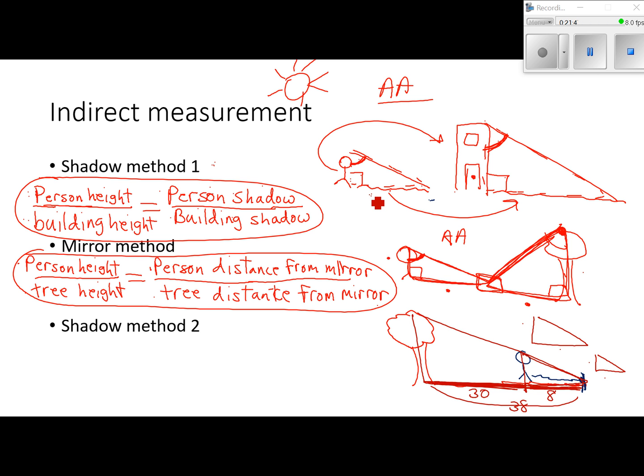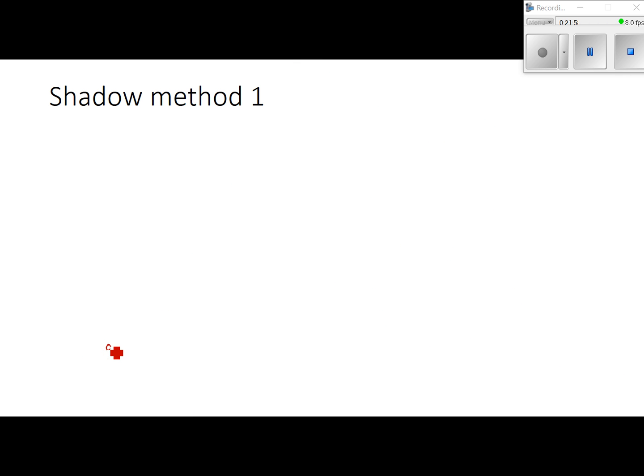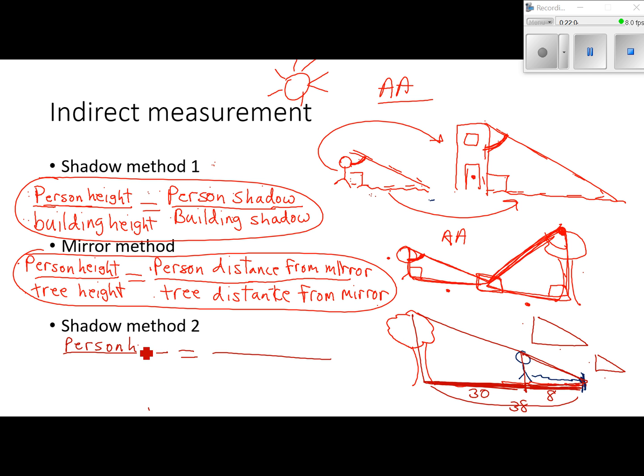But as far as our proportion goes, our proportion is exactly the same as this first one. You take the person's height, and you're going to compare it to the tree's height, or again, it doesn't have to be a tree, it could be whatever. And then over here, you're going to have the length of the person's shadow compared to the tree's shadow.